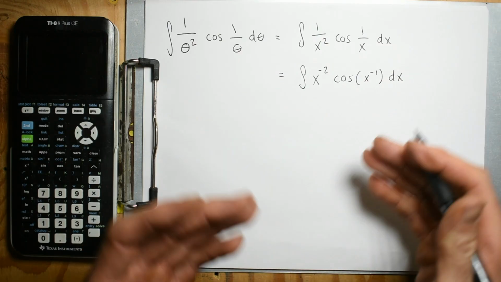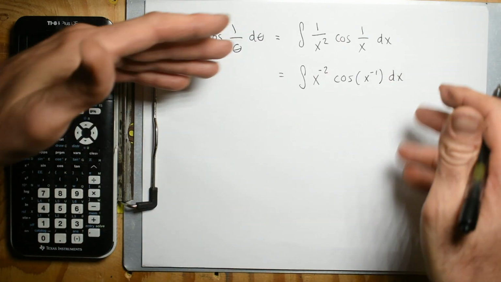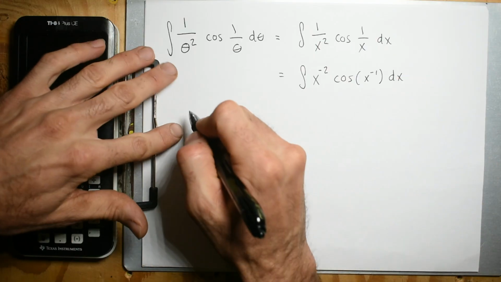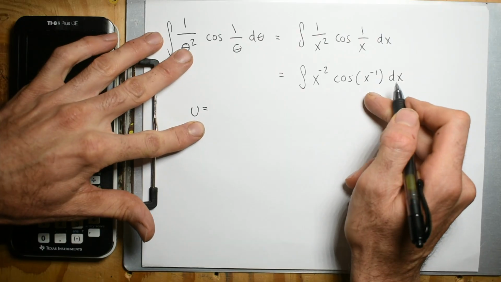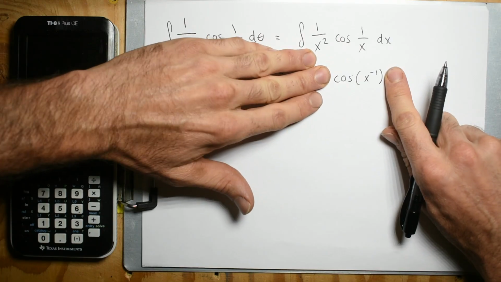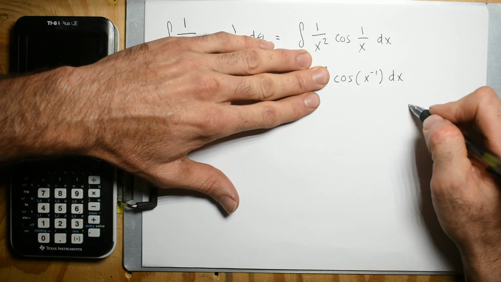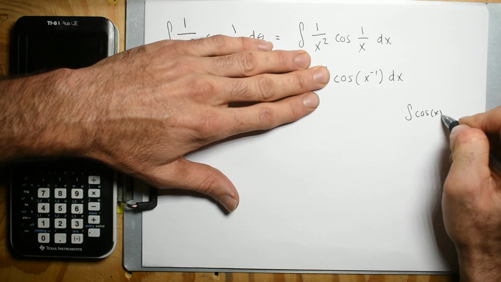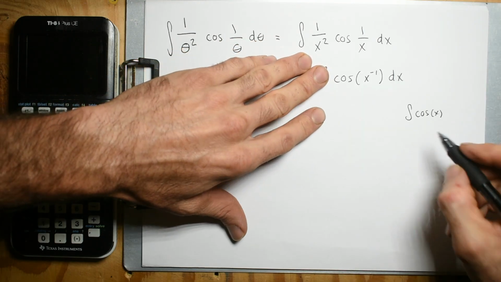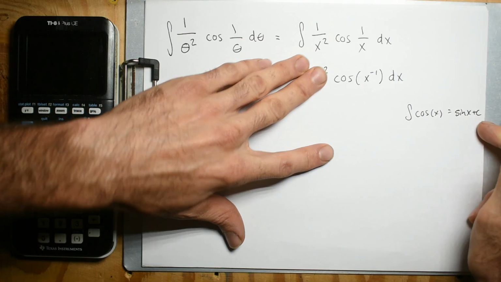All of these things, you get to choose what you're more familiar with and what looks like you can see some patterns. So we're going to set our u equal to... And again, if I just had to integrate cosine of this, I don't know. But I do know the integration of cosine x, and that's going to be sine x plus a constant.